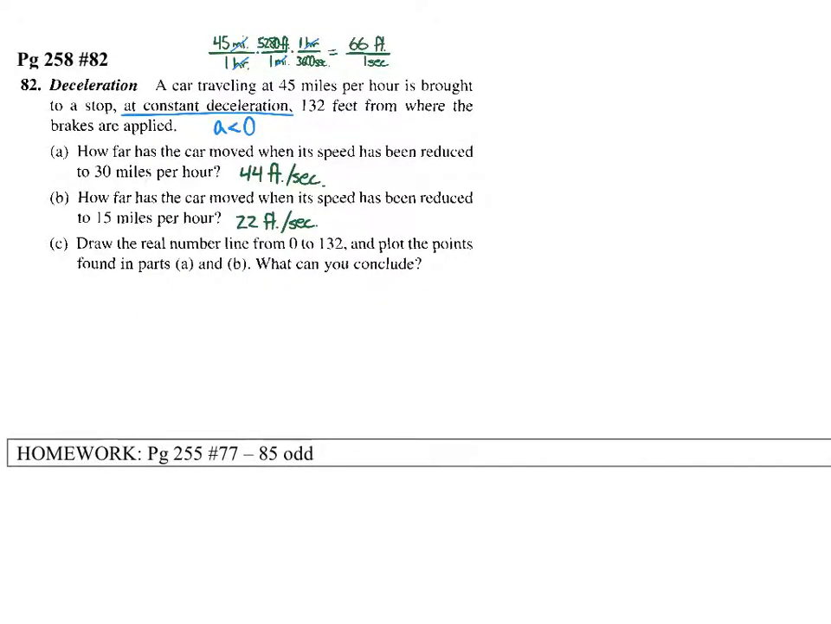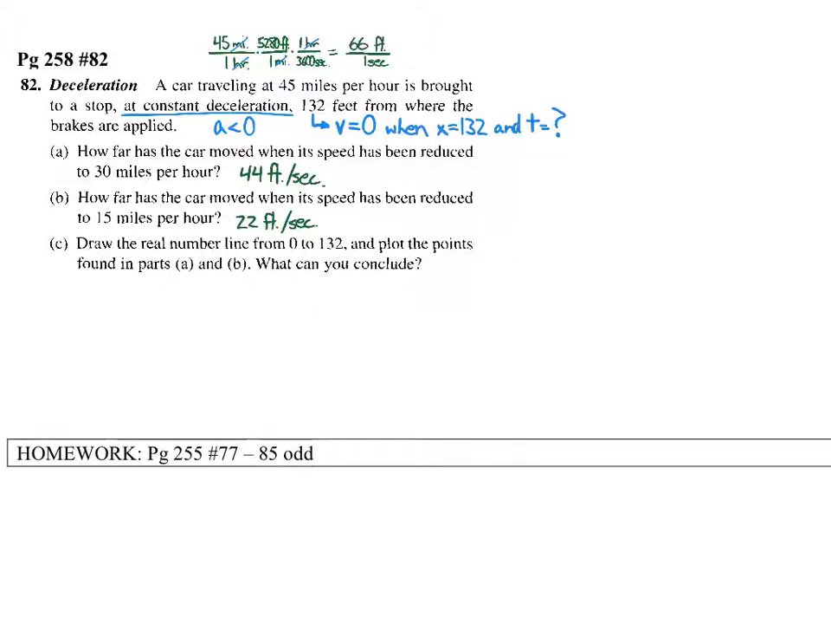The 132 feet from where the brakes are applied, it stops. That means that at whatever time that is, our velocity is going to equal 0. Okay? When, and I'll use x for our distance here, when x equals 132. Okay? So that's something that we know. And I don't know what time that is. Okay, so I'll put t equals a question mark. All right. We don't know what time that is.